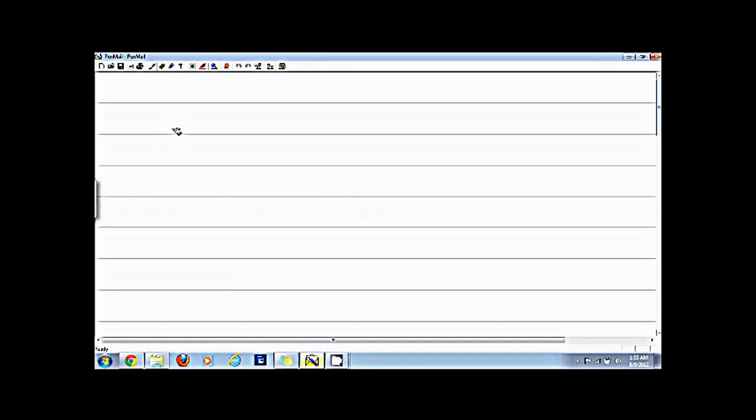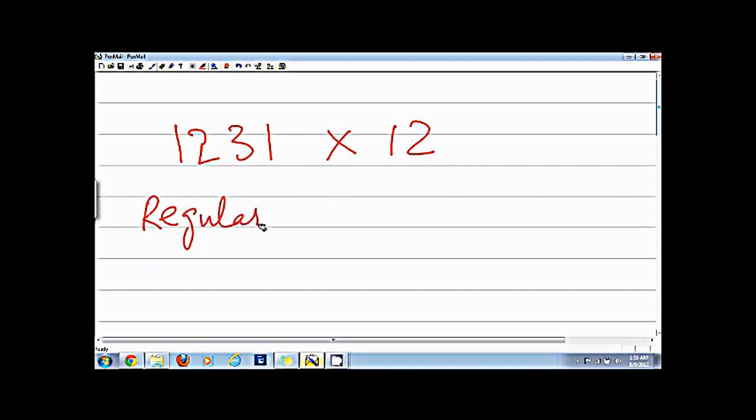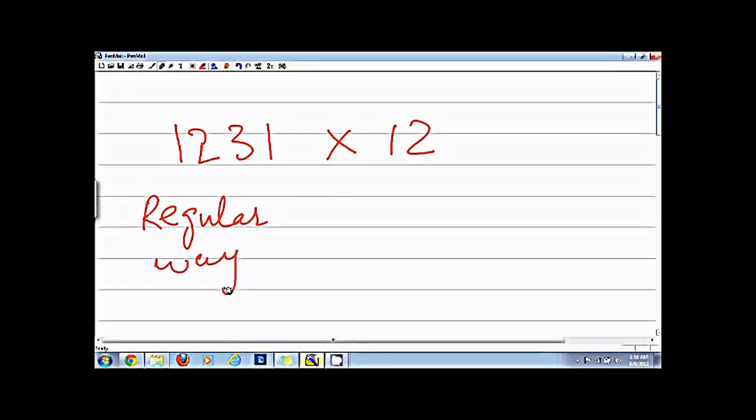In this tutorial I will show you how to multiply a number by 12 in a quick and easy way. For example, I have 1, 2, 3, 1, and I want to multiply it by 12. So the regular way will be to write 1, 2, 3, 1 and then multiply it by 12.